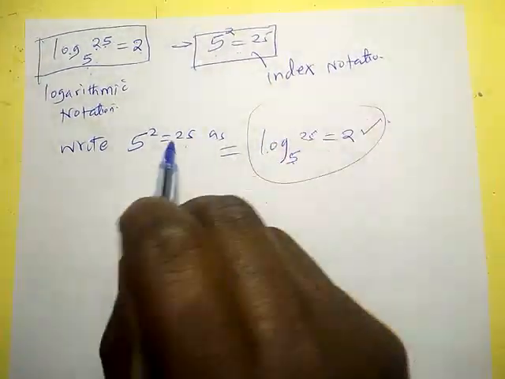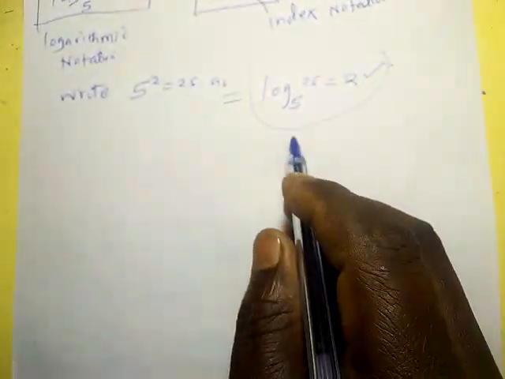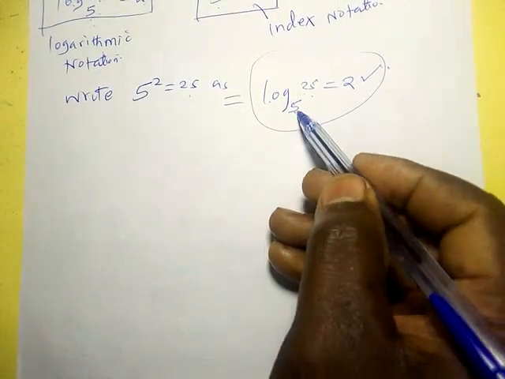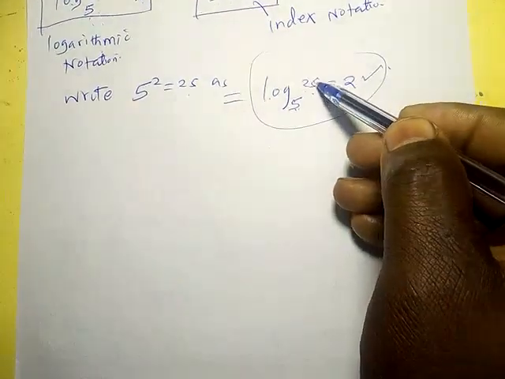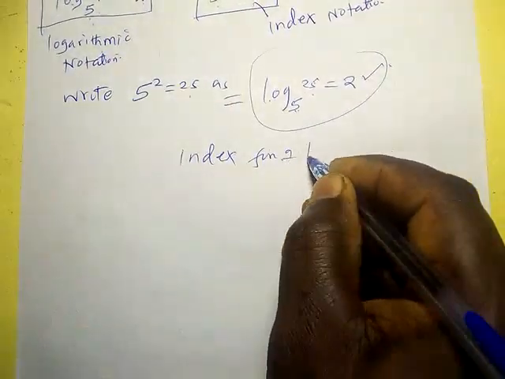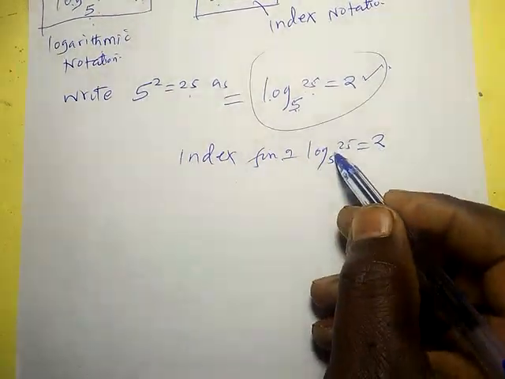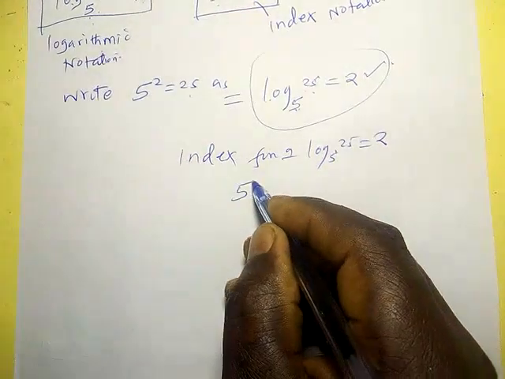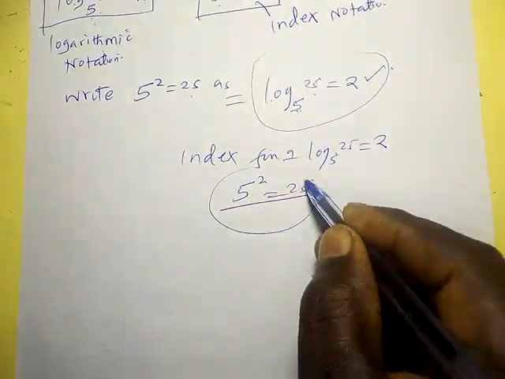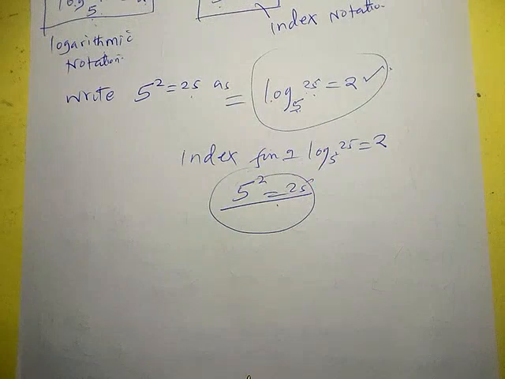Now this one is called logarithmic. You can also be asked to change this into index form. How do you change this one into index form? The base is 5, the power is 2, the answer is 25. So the index form of log 25 to base 5 equal to 2: the base is 5, the power is 2, the answer is 25. So this one is called the index form, and this one is called the logarithmic form.